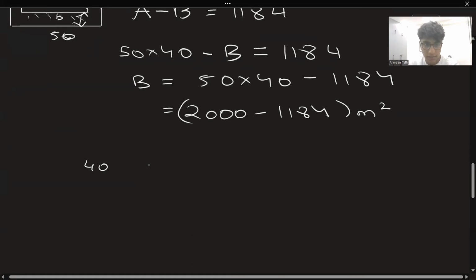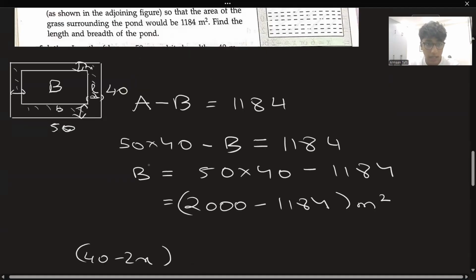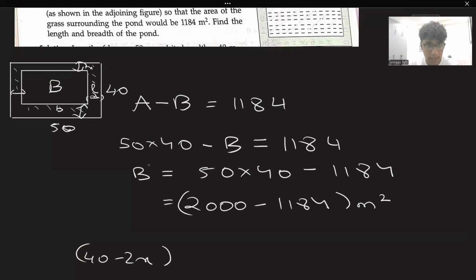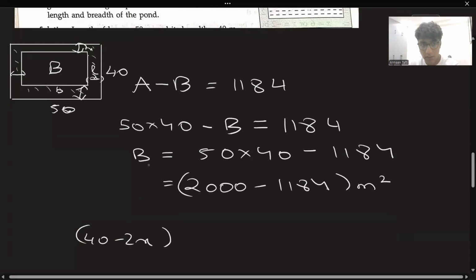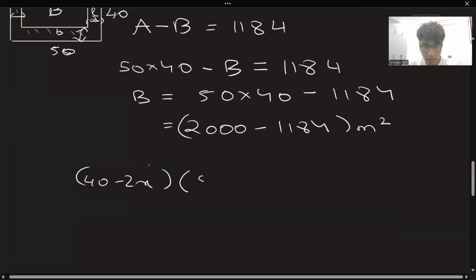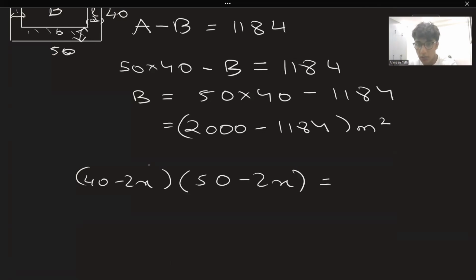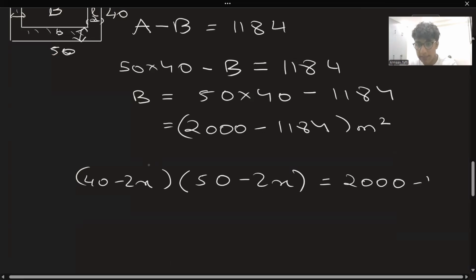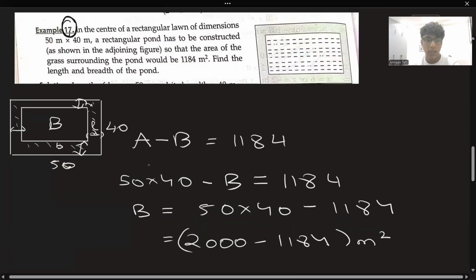So if I consider the length as 40 minus 2x, and the breadth as 50, so it's 50 here. And over here, once again, we have to subtract x here and x here as well. So it's 50 minus 2x, right? And this is equal to 2000 minus 1184. Understood? So let me just re-explain what I just said.